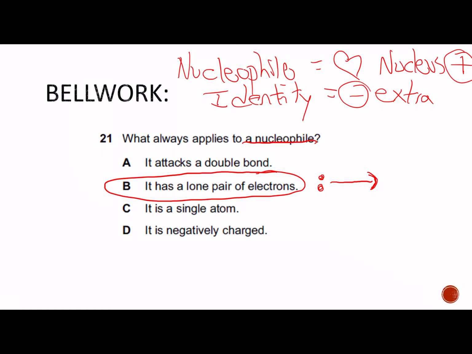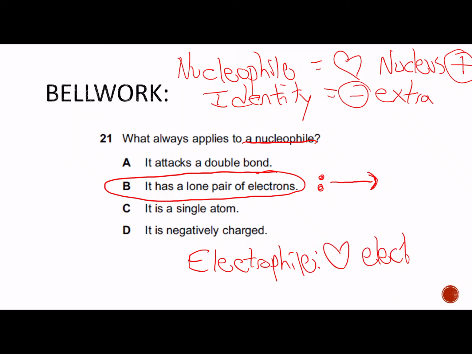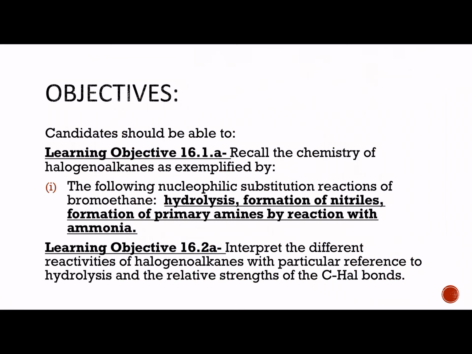So a nucleophile is a lover of the nucleus, and an electrophile, just to remind you, is a lover of electrons. So electrophiles tend to be positive in nature, or missing a pair of electrons. They have the ability to receive a pair of electrons. So it's actually very similar to acid-base theory, but instead of giving and taking away hydrogens, we're giving and taking away electrons. And so the learning objectives, and yes, you will have to explain learning objectives.